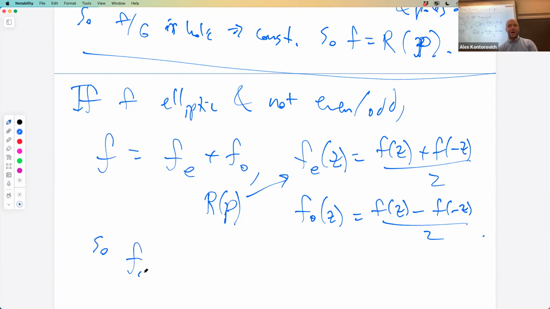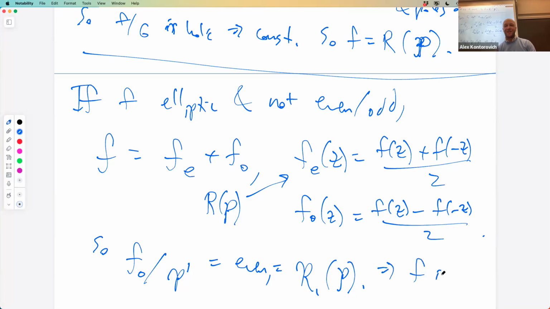So F odd divided by P prime. P prime is also odd. F odd divided by P prime is even. And hence it's some other rational function R1 of P. And so you put those two together, you only need P prime once, just for the odd part. That implies that F is a rational function of P and P prime itself.